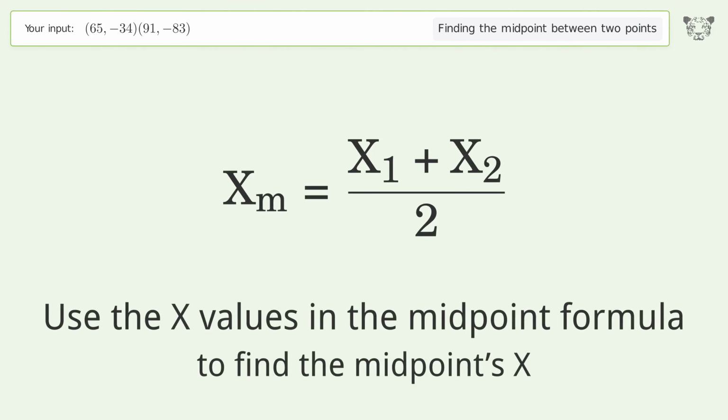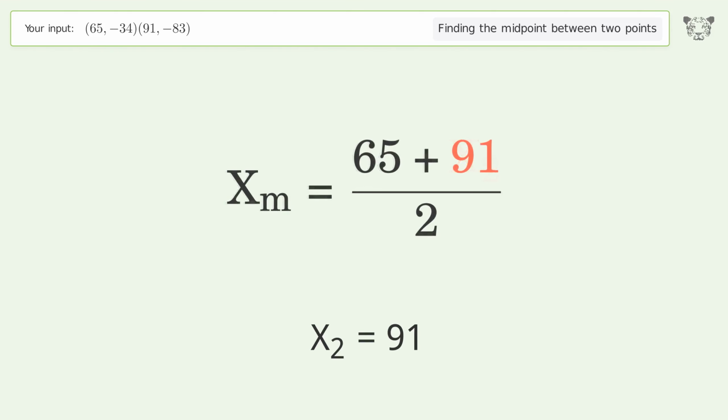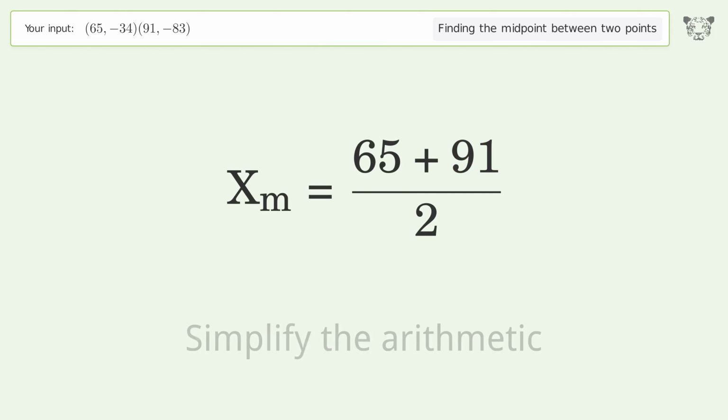Use the x values in the midpoint formula to find the midpoint's x. x1 equals 65. x2 equals 91. Simplify the arithmetic.